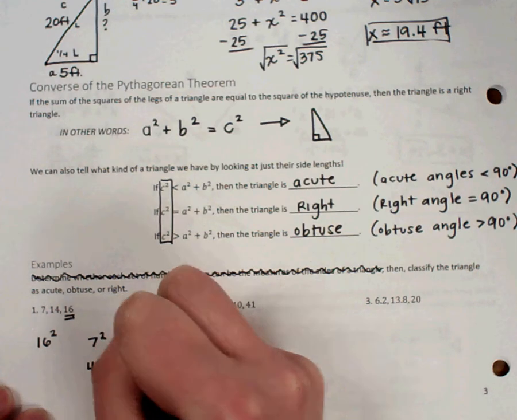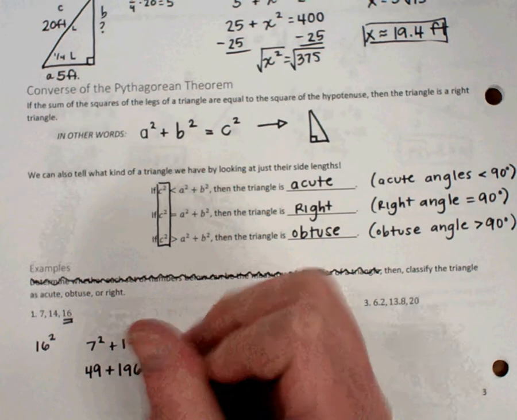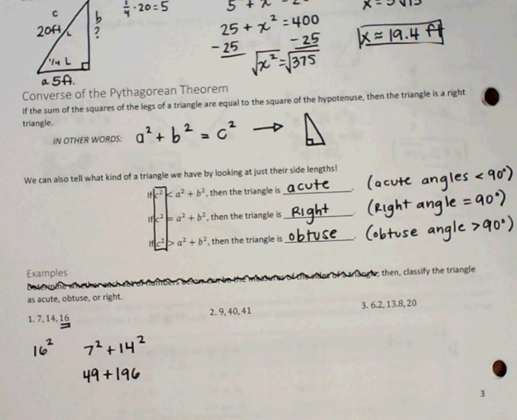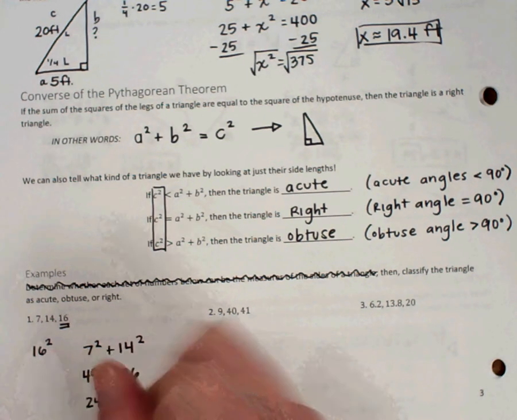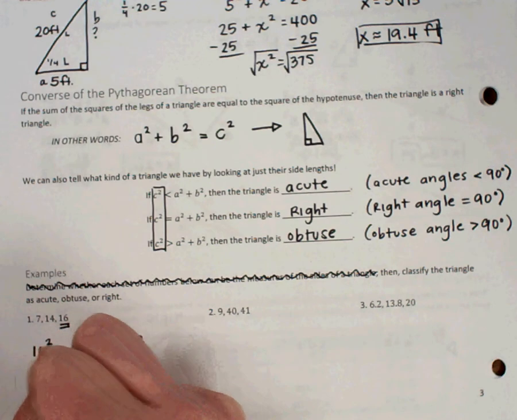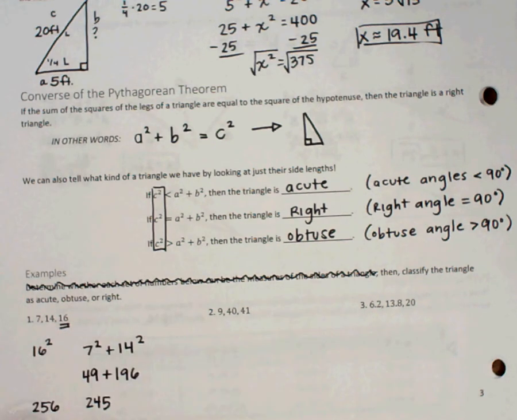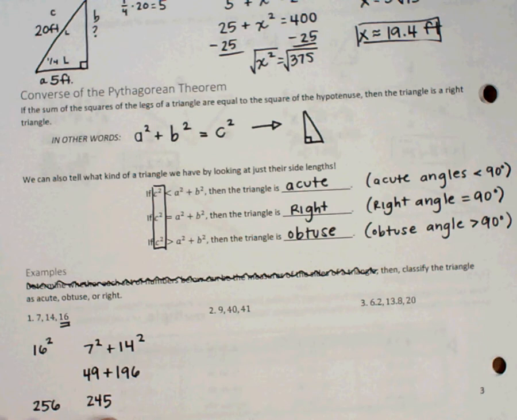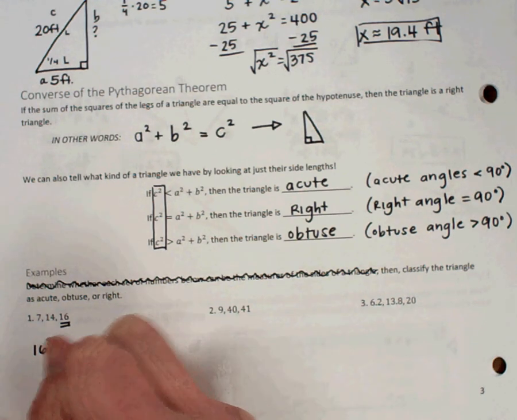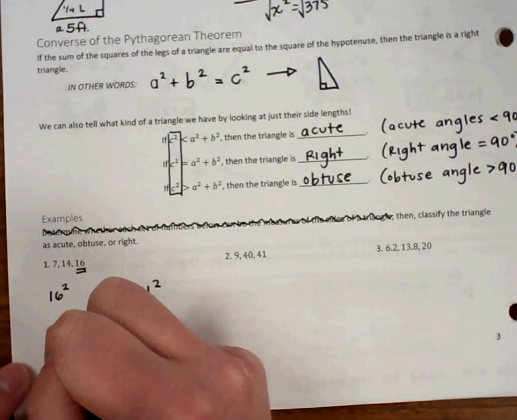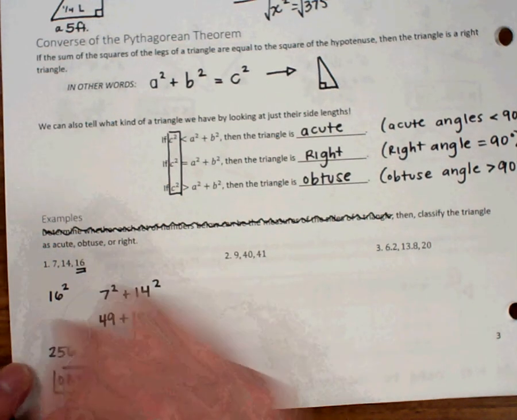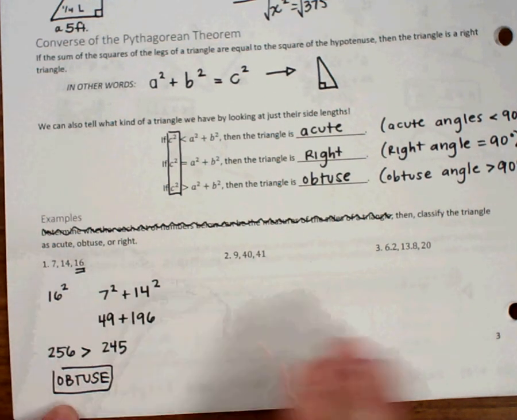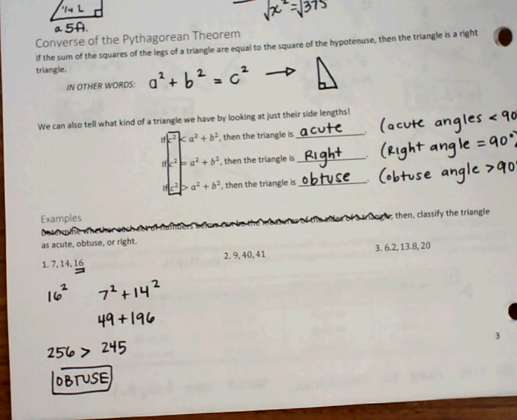14 squared is 196. 49 plus 196 gives me 245. 16 squared is 256. Since c squared is larger than a squared plus b squared, I have an obtuse triangle here. Okay, try examples 2 and 3 on your own and check your work in the completed notes.